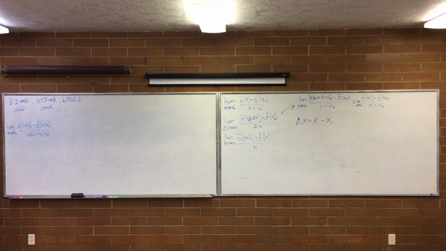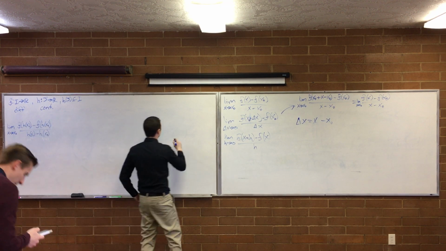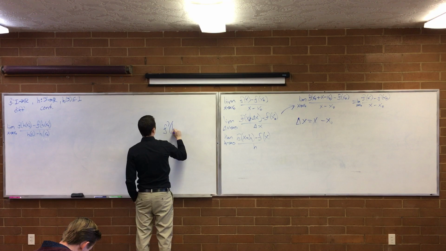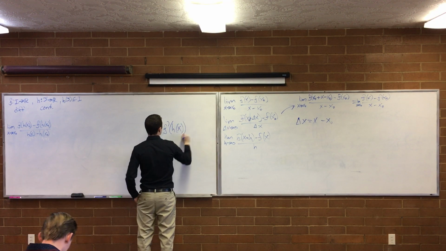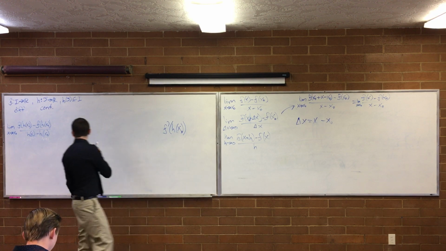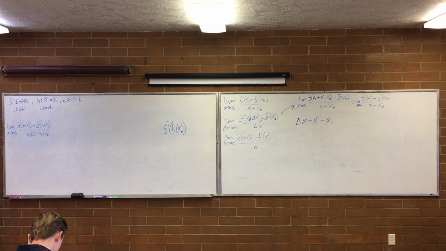Erase what we were trying to get. Yeah. We're trying to show that this is equal to f prime of h of x naught. Okay. Let's think how we could do that.